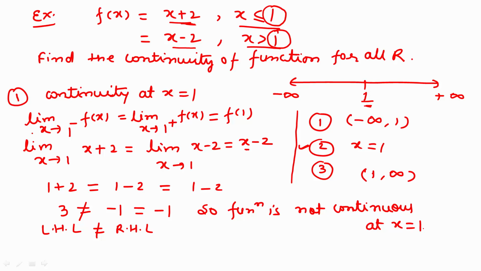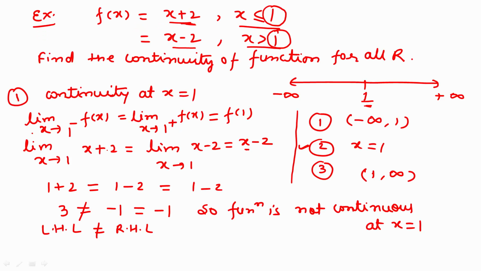In the second case, we will check at the point open interval minus infinity to 1. So number second, for minus infinity to 1, and there are many numbers that lie between minus infinity to 1, so it is difficult to check one by one for continuity of that function.